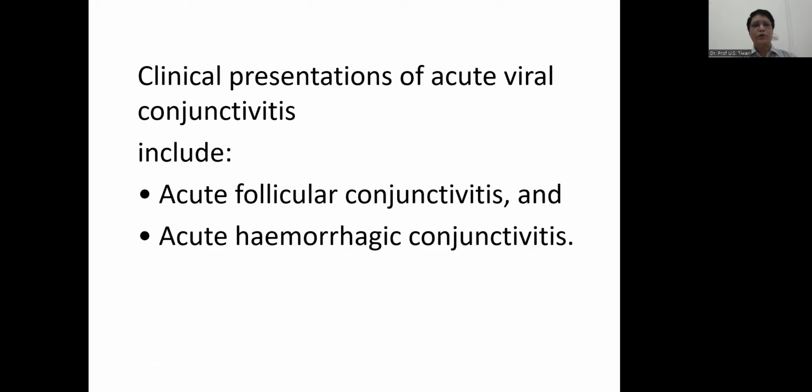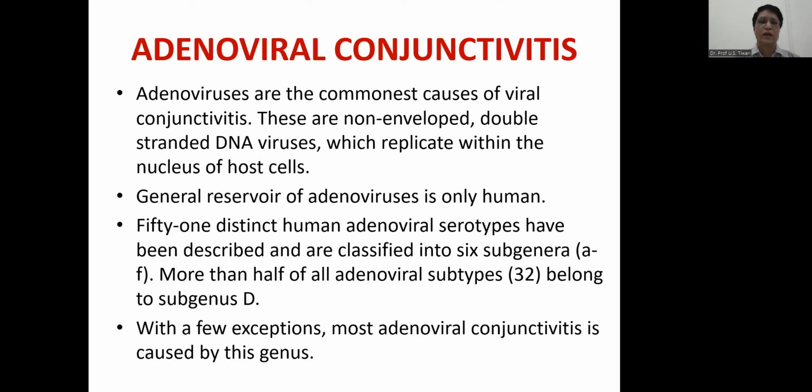The clinical presentations of acute viral conjunctivitis include either acute follicular conjunctivitis or acute hemorrhagic conjunctivitis. Let's talk about some of the commoner conditions. Adenoviral conjunctivitis. Adenoviruses are the commonest cause of viral conjunctivitis. These are non-enveloped, double-stranded DNA viruses which replicate within the nucleus of the host cells. That means the description of the virus is a double-stranded DNA virus. The only reservoir of the adenovirus is human.